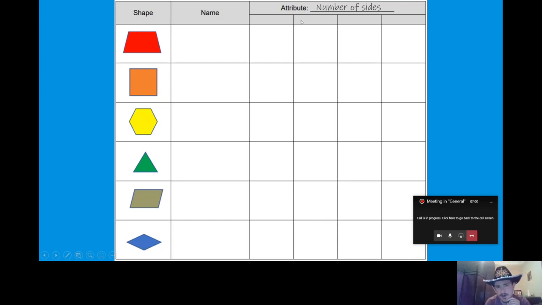What can you write up here over top of each column so you can make sure that you have enough that all of these shapes are going to fit into one of those categories? That's what you have to think about. And you're going to write your number of sides up here. You're going to fill out the names, and you're going to draw your X's wherever they belong.